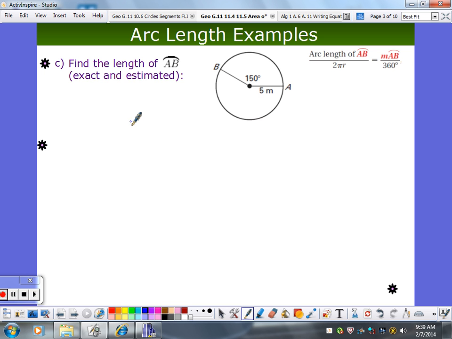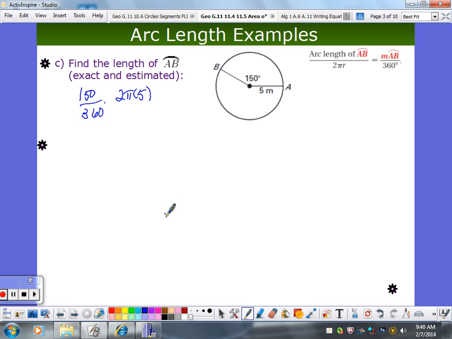Find the length of AB. So we're going to do the exact and we're going to do the estimated. So let's see. Length is my key that I want a piece of the circumference. Circumference is 2 pi r. Well, what's my r? Looks like it's 5. Now, do I want the entire thing? No. I only want 150 over 360ths of it. So you set it up first.